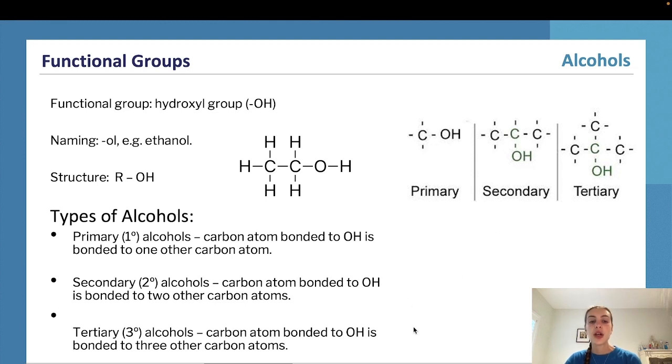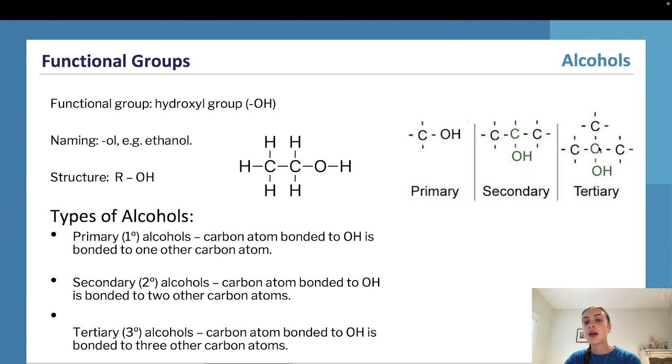Then finally, we've got tertiary alcohols. Tertiary alcohols have a carbon atom which is bonded to the hydroxyl group being bonded to 3 other carbon atoms. Typically this will only occur if you have some kind of branch, like a methyl group or an ethyl group, on the same carbon that the hydroxyl group is bonded to. So for example, this molecule here is methyl propan-2-ol, saying that we've got a methyl group on a propanol molecule and a hydroxyl group on the second carbon of the propanol molecule.